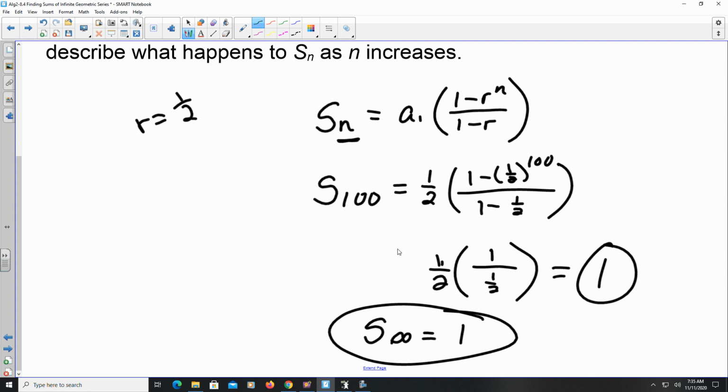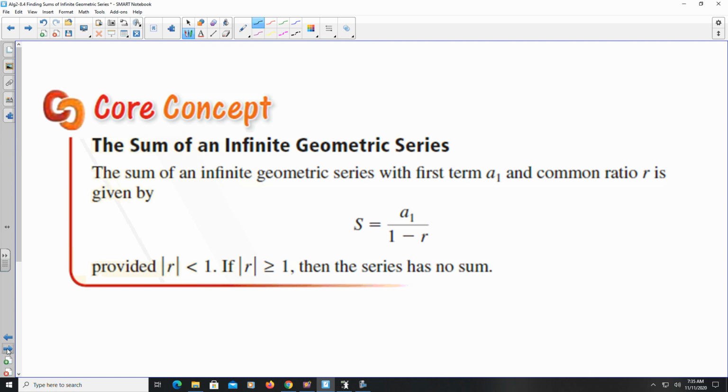So you can use that formula to help you find infinite series as well, but they do have a sum formula for infinite geometric series, again, as long as the absolute value of r is less than 1. And here is what we have here. So the series will equal a sub 1, the first value in the series, divided by 1 minus the common ratio. Again, if our absolute value of r is greater than or equal to 1, it has no sum.